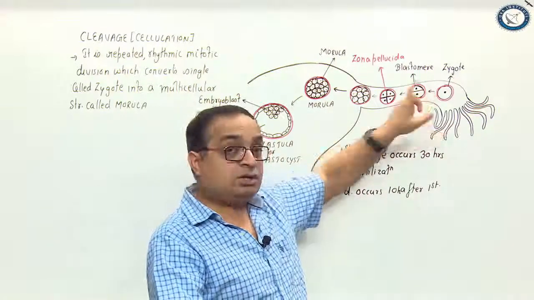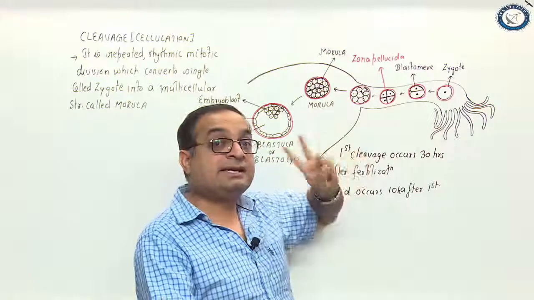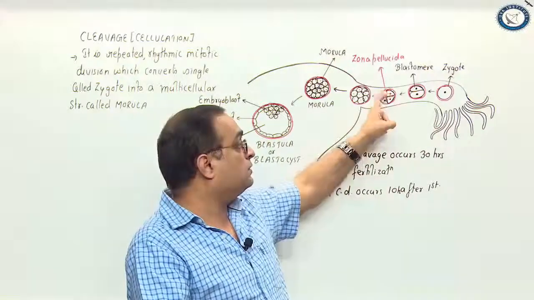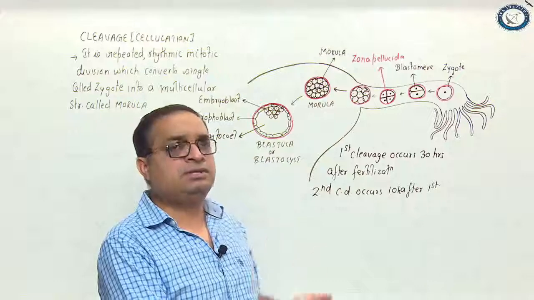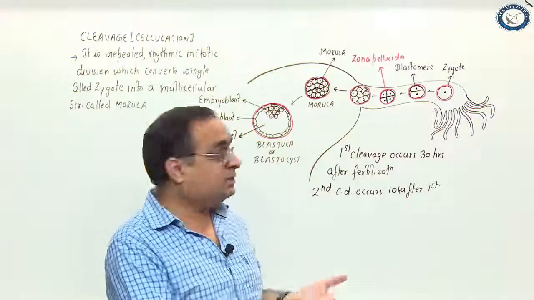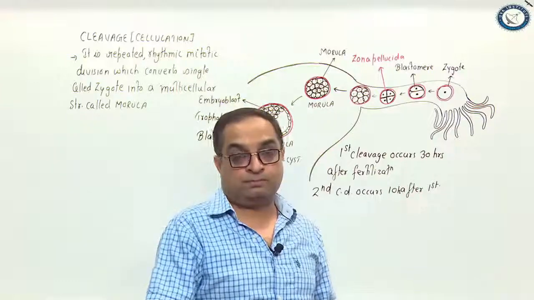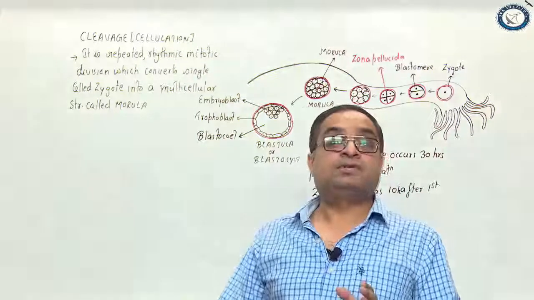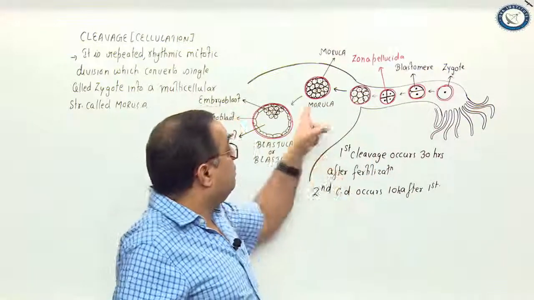So, first cleavage 30 hours after fertilization, 2 blastomeres formed. Second cleavage division 10 hours after the first and 4 daughter cells called blastomeres are formed. Third cleavage is completed by the end of the third day with respect to fertilization, and this structure with 8 blastomeres is formed. The next cleavage division results in the formation of a solid mulberry-like structure which is called morula.